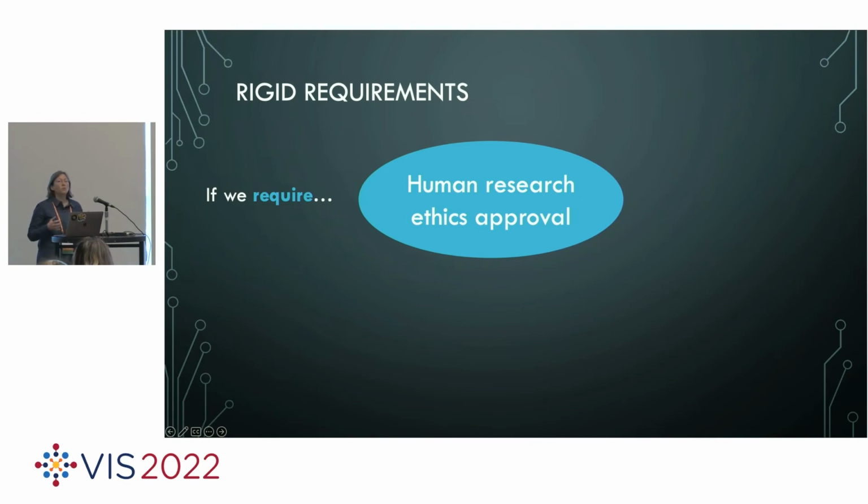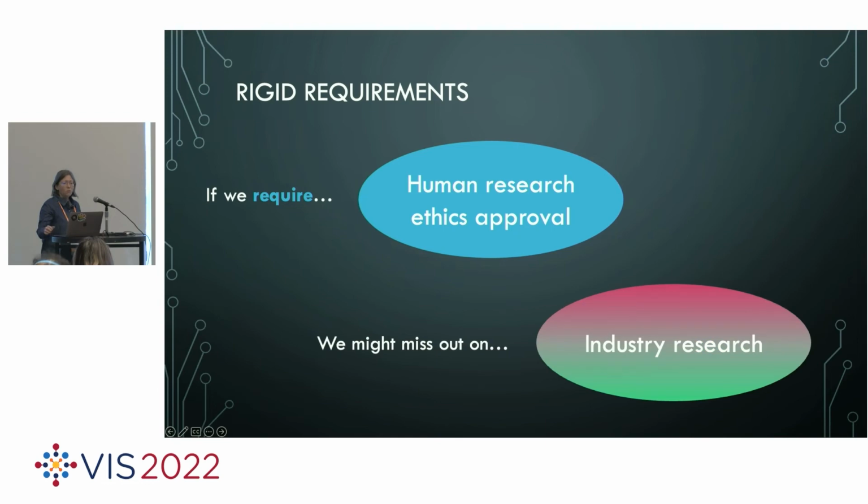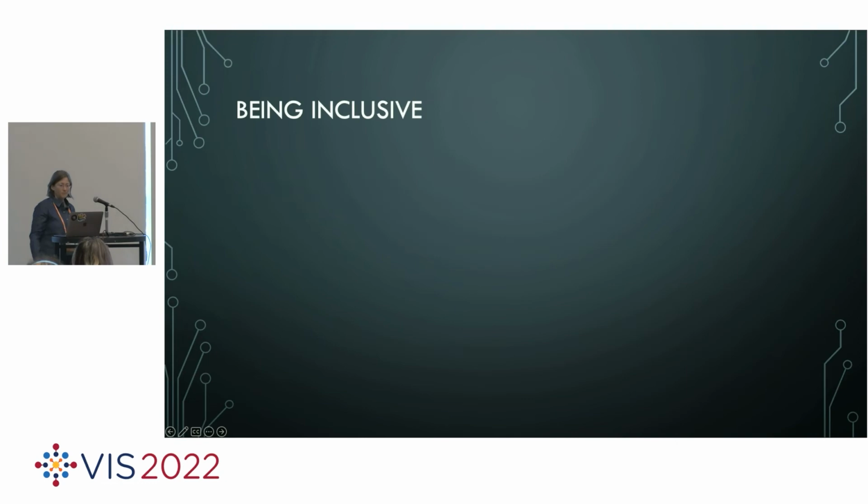Similarly, if we were to require human research ethics approval, we might miss out on organizations that don't have human research ethics boards, like industry research or small nonprofits. And so that's not to say that things like pre-registration and open science and human research ethics approval aren't important. They're great assets to our community, but let's just not make them rigid requirements.